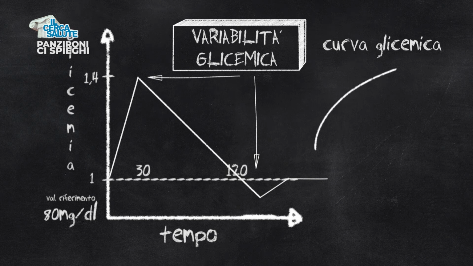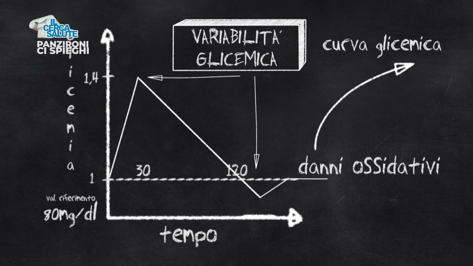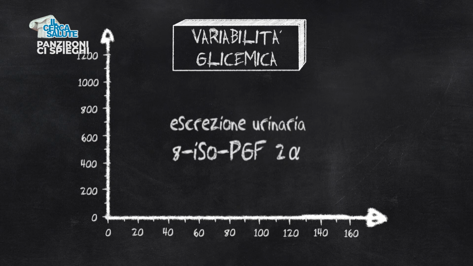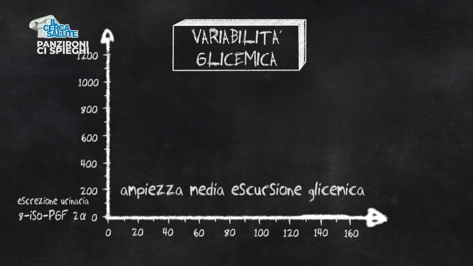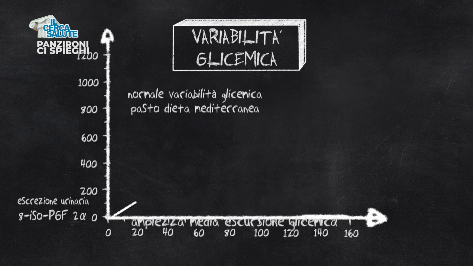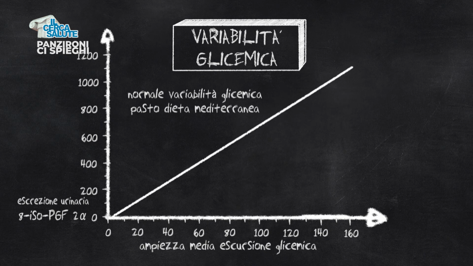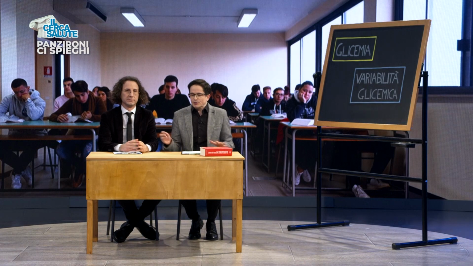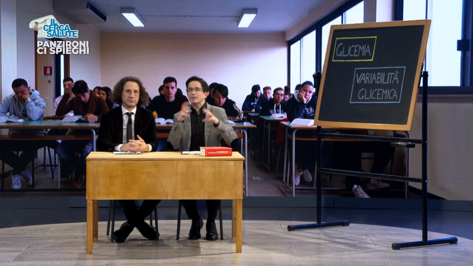As glycemic variability increases, oxidative damage increases, as shown in the following graph, where we find, on the ordinate, urinary excretion of 8-iso-PGF2-alpha, considered the gold standard for detecting excess lipid peroxidation, as the baseline. The mean amplitude of glycemic excursion, the normal glycemic variability following a meal on the Mediterranean diet, causes urinary excretion of 600 pg/mg of creatinine of 8-iso-PGF2-alpha.